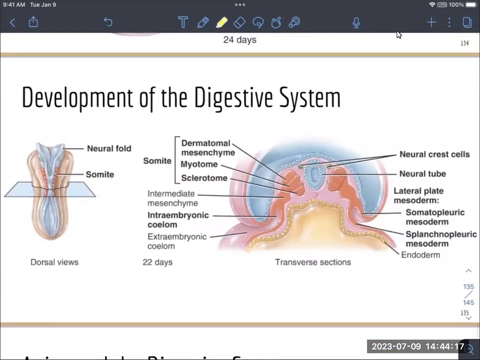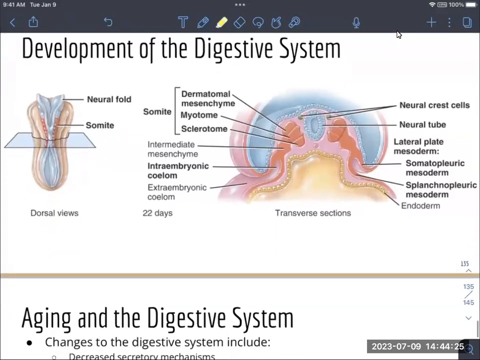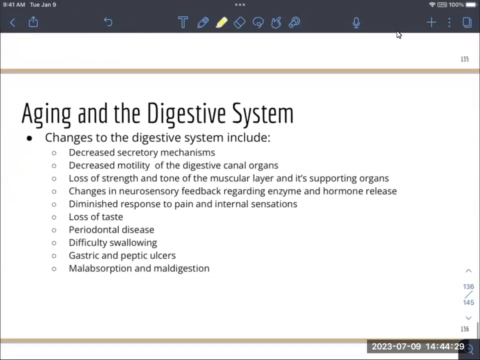So all of these cells, as they're coming along, we're forming all of these different layers that are making up our primitive gut. As we get older now, we're not able to secrete out these different substances as efficiently. The motility decreases, which tends to cause more constipation as we get older. That muscle tone loses its strength. That neurosensory feedback for those hormones and those enzymes can change. We'd have a diminished response to pain. You can lose your sense of taste, periodontal disease, difficulty swallowing, gastric and peptic ulcers, which are holes into the mucosa. Malabsorption and maldigestion can occur.